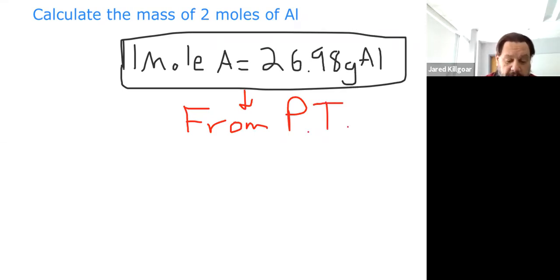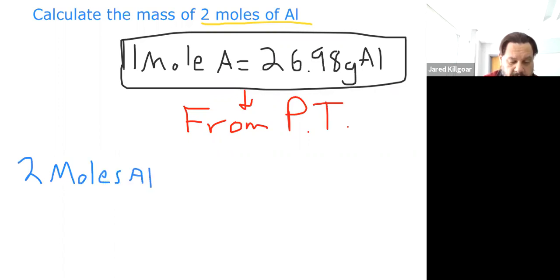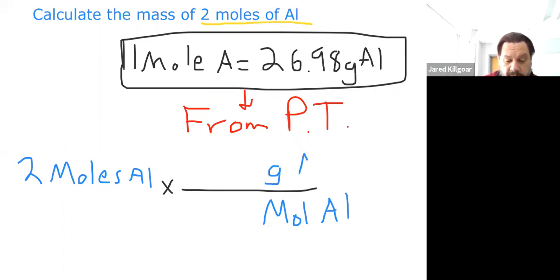So I want to calculate the mass of 2 moles of aluminum. So let's use some dimensional analysis to calculate this. So 2 moles of aluminum. I want to cancel out moles of aluminum, and I want to convert to grams of aluminum. The abbreviation for moles is MOL. You're only dropping 1 letter, but that is the abbreviation.